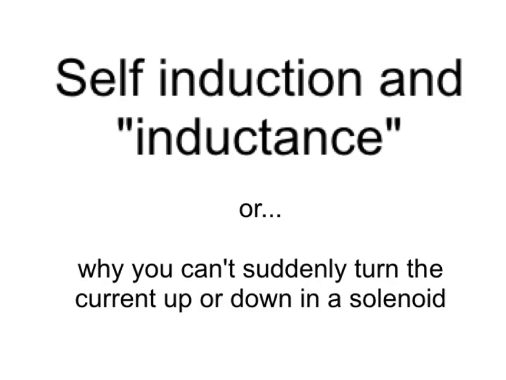This is going to describe partly why you can't suddenly turn the current up or down or on or off in a solenoid. If you look very carefully at the current running through a solenoid, you will notice that it never spikes very quickly or turns off very quickly, and that's because of the self-induction process. So let's take a look.